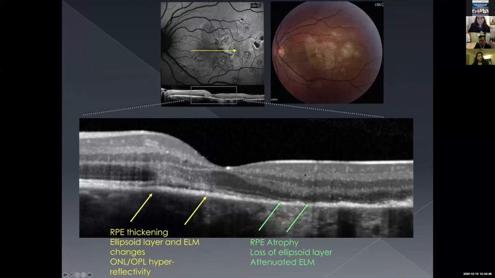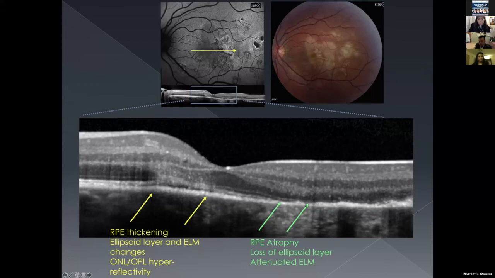And so this is a high magnification view that cuts right through the area of these placoid lesions with overlying outer retinal and RPE change. And you can see, again, these areas of varying disease evolution. On the nasal aspect of the fovea, you'll see areas of retinal pigment epithelial thickening, some ellipsoid layer and ELM changes, predominantly outer nuclear change. But as you see this disease in some ways start to improve or resolve, you can see these areas of RPE atrophy and sometimes you can see a loss of ellipsoid layer.